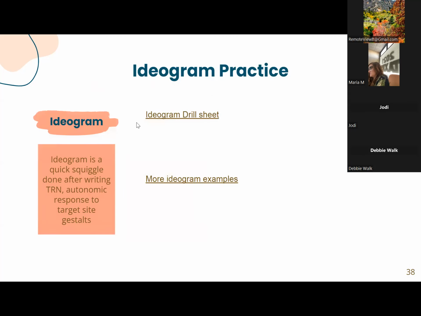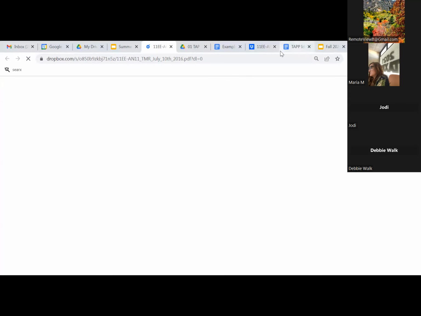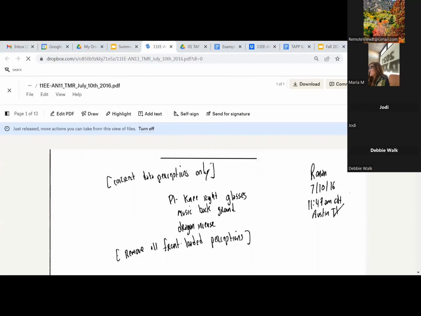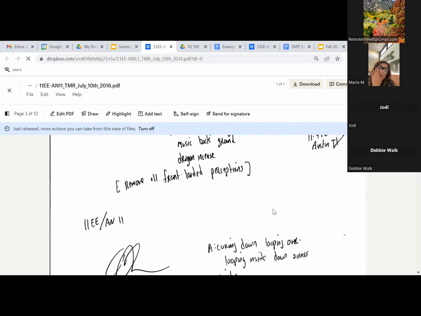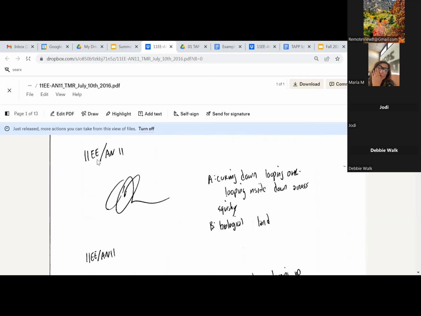Let's see. I wanted to talk more about the ideogram, and I wanted to do some ideogram practice. But first, I will show you some of my ideograms that I have done here. This is from a session of mine done in 2016. I could add more, but this is why it doesn't have a flash sketch. I wrote down the TRN, 11E, AN11, and then I did this looping thing as an ideogram. Then over here to the right, I wrote A colon, curving down, looping over, looping inside, down across. And then I went back and I touched it with my pen and it felt squishy.